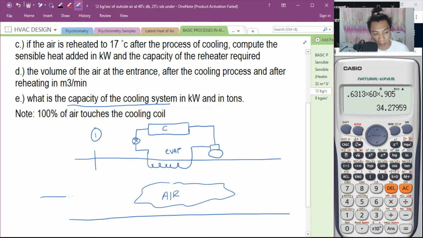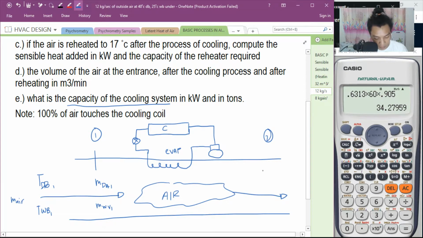Okay, this is point 1. You have different conditions at point 1. You have the dry bulb temperature at 1, the wet bulb temperature at 1, and the mass of air. And of course, this air is simply the mass of dry air and the mass of water vapor. And then it leaves at 2. You have the mass of dry air 2, the mass of water vapor 2, then the dry bulb temperature 2, then the wet bulb temperature 2.